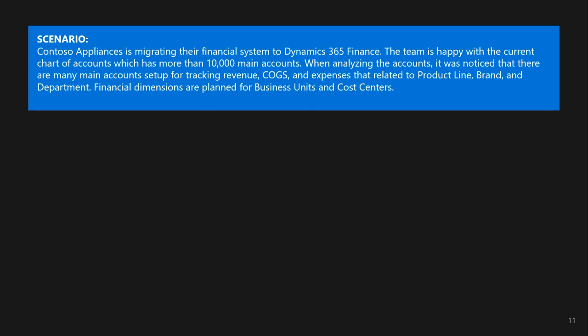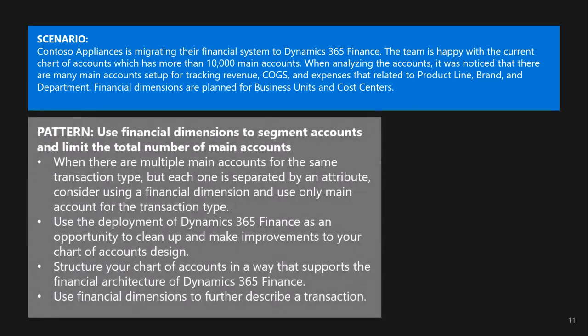Financial dimensions are currently planned for business units and cost centers. So, Eric, what do you think we should do? Well, I think we should not have 10,000 main accounts. But I want 10,000 main accounts. That's what I have today. I don't want to change it.